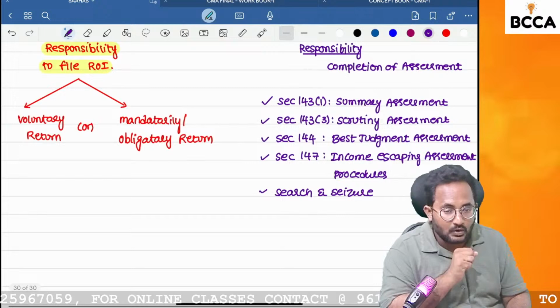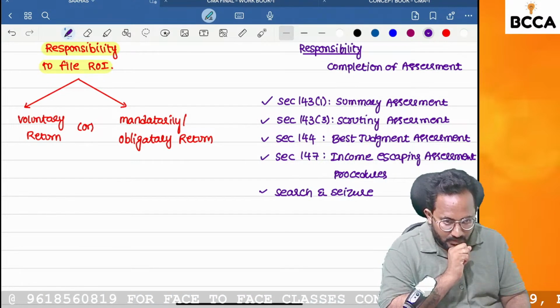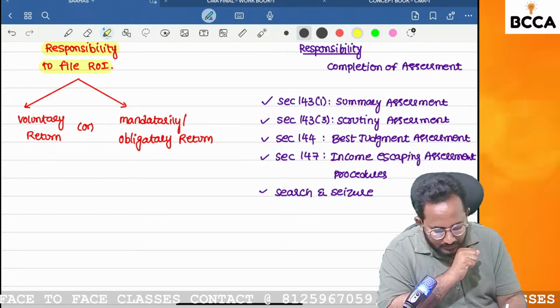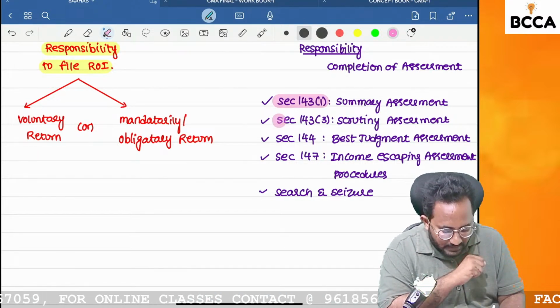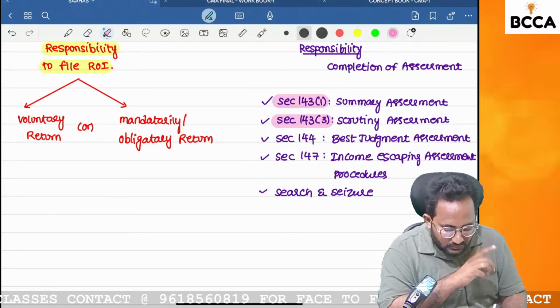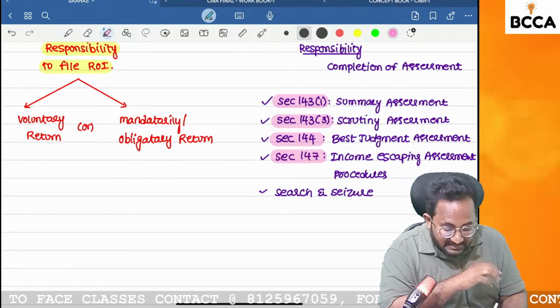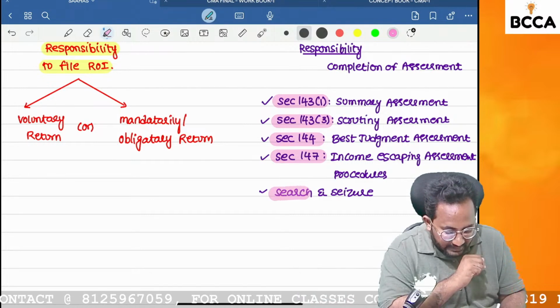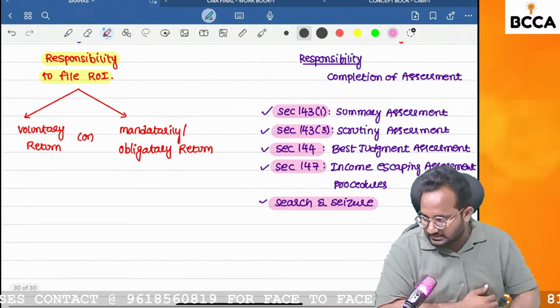We have to complete the assessment. So just remember, just read it out. 143 subsection 1, summary assessment. 143 subsection 3, scrutiny assessment. 144, best judgment assessment. 147, income escapement assessment. Next one, ma, search and seizure. Okay, just listen.